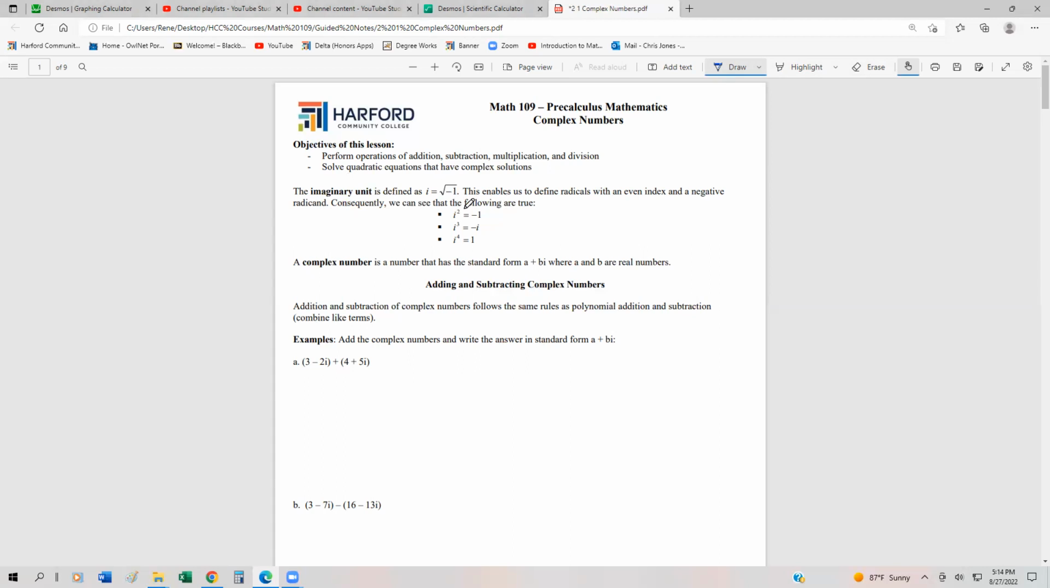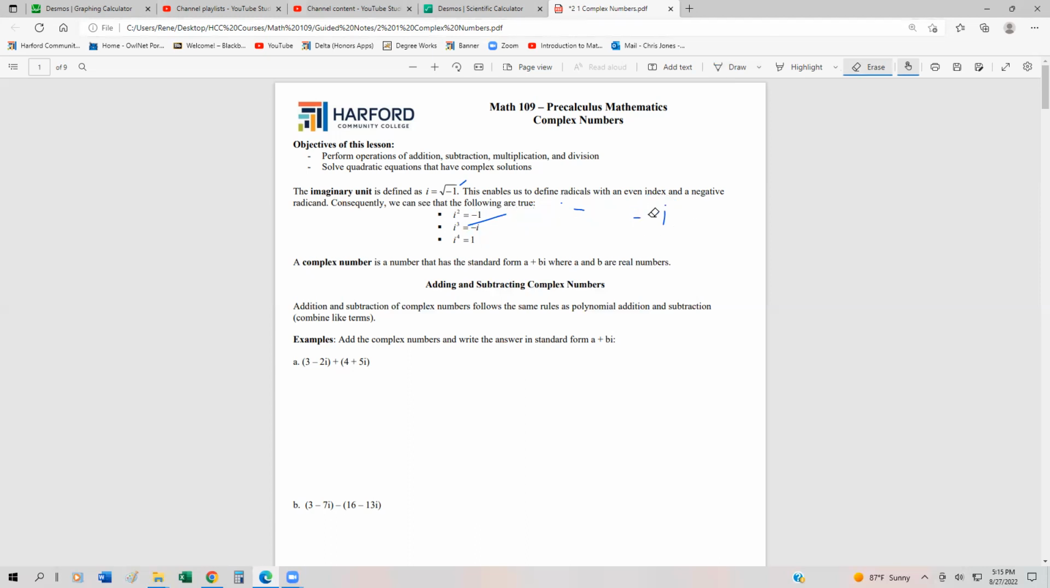Because the square root of -1 is i, if we square both sides, the square and the square root cancel out. That means we get i squared equals -1. If I were to cube i, another way to write that would be i squared times i. But we know that i squared is -1, so that would be -1 times i, or -i. So i cubed is the same thing as -i.